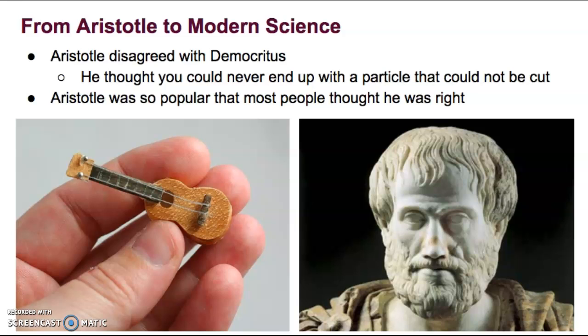Now, unfortunately for Democritus, there was another Greek philosopher around during this time named Aristotle, and you might have heard of him. He was very, very famous. Aristotle disagreed with Democritus's theory about atomos. He thought that it was impossible to cut something down so that it was so small it could not be cut again. And because Aristotle disagreed with Democritus, and because Aristotle was so popular, people sort of forgot about Democritus and what he had said. They decided Aristotle was right.